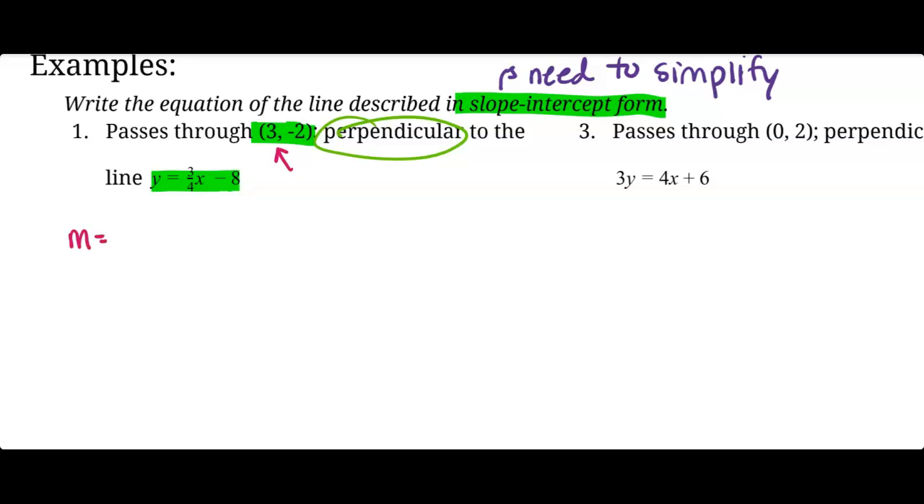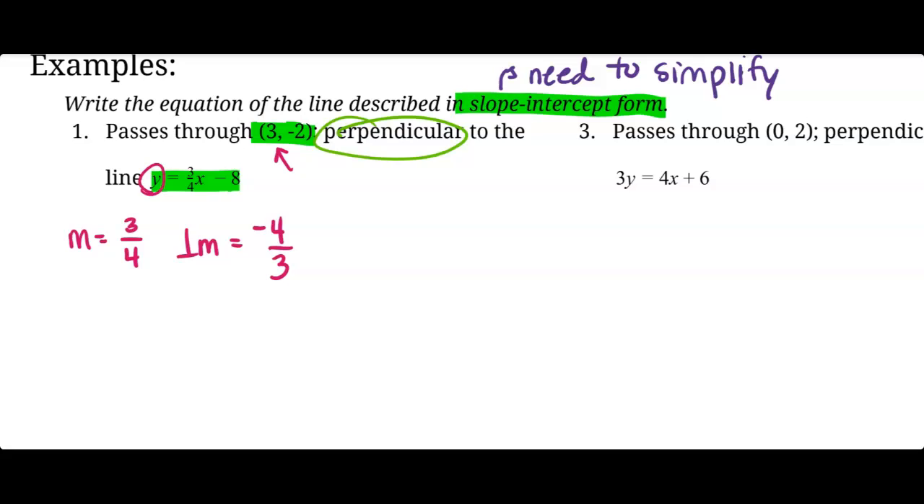So we look at our line. It is solved for y, so we know that our slope is whatever's on the x. So for this one, it is 3/4. So that's our original slope. So we need to find our perpendicular slope, which means we're going to flip our slope over and change the sign. So we get -4/3.